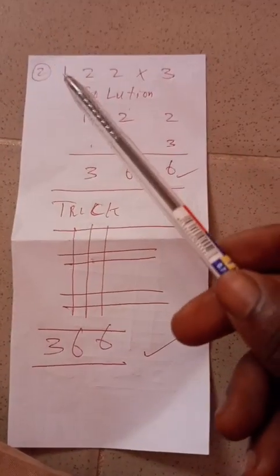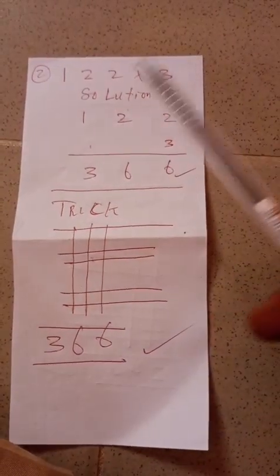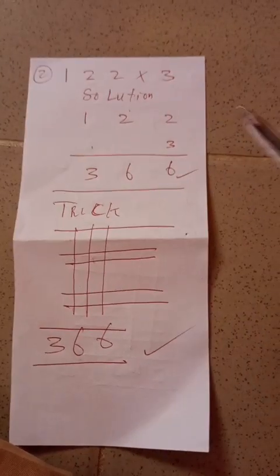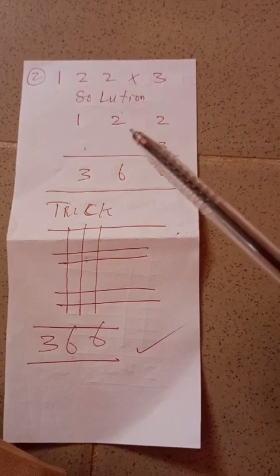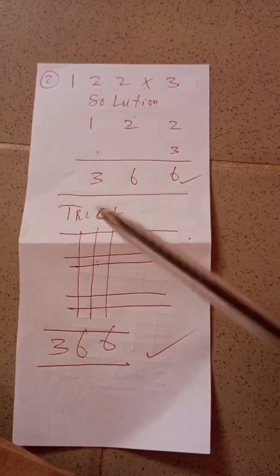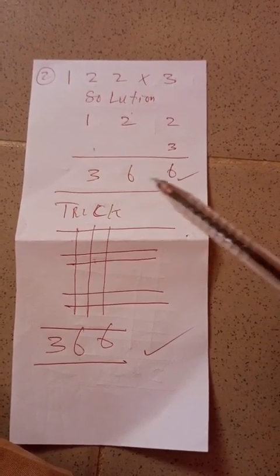When we have 122 multiplied by 3. Solution: 1, 2, 2, 3. 3 times 2 give us 6. 3 times 2 is still 6. And 3 times 1 is 3, making it 366.